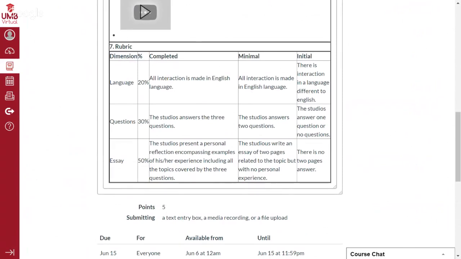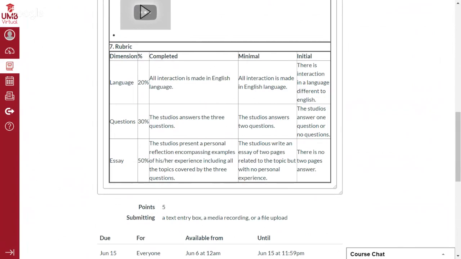Try it. I don't care if your English is not really good. Just do it. Try it. And if you need more words, more vocabulary, just go for it and try to find another word, try to speak in English. If you do that, you will have the first 20% of the grade.